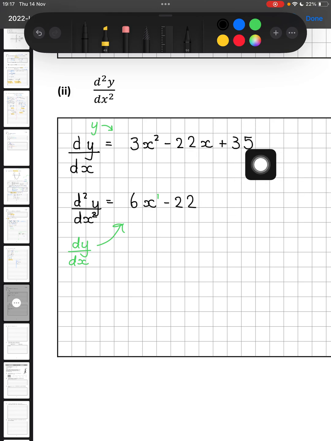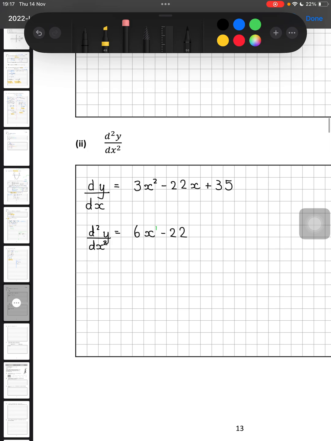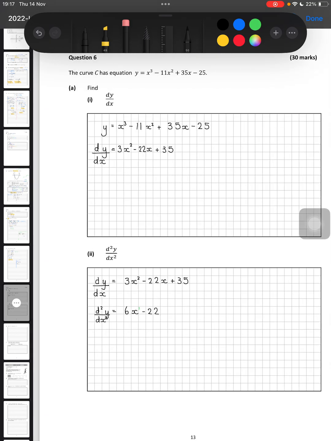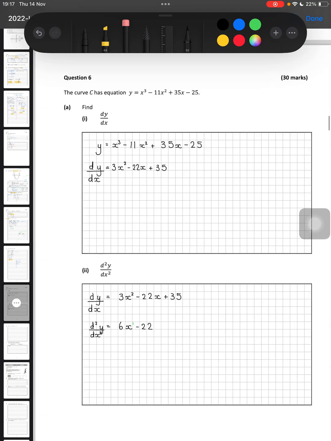Likewise here in the original, I have a constant. It doesn't have x's involved with it, which means in the derivative, it's not there. So this here is my second derivative. It's my second derivative because it's the derivative of the derivative. So that's my first page there of question 6.